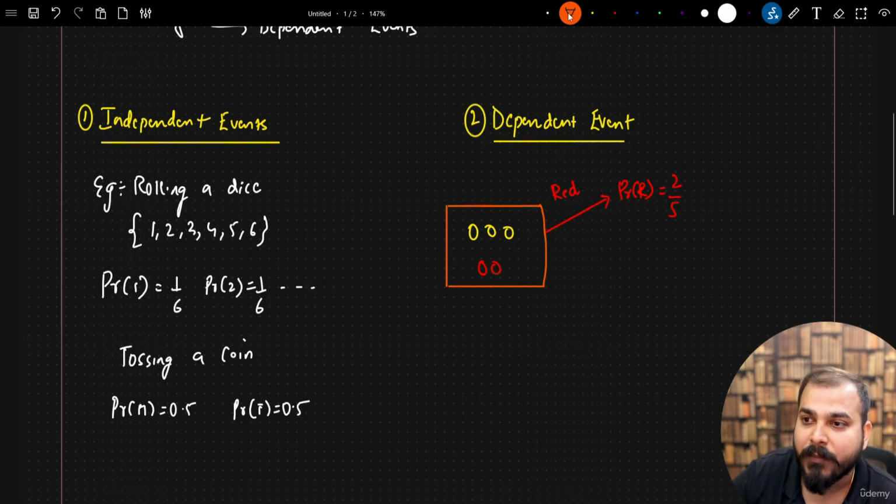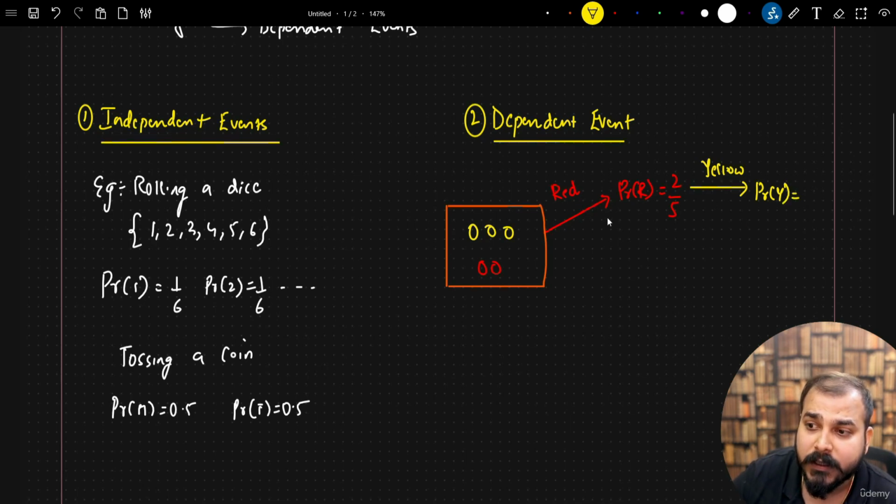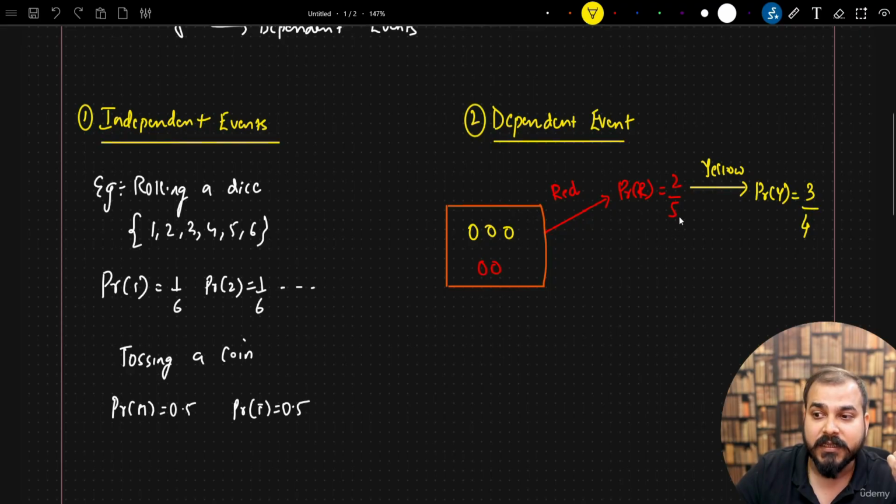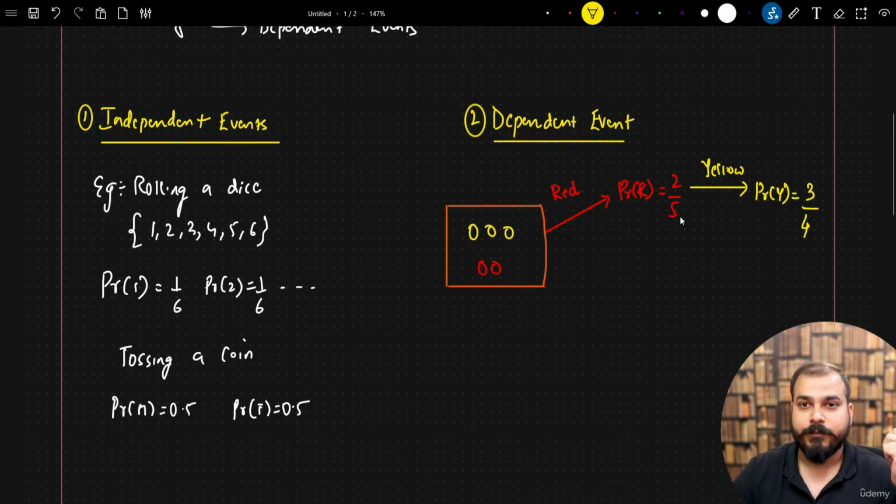Now after taking out the red marble, let's consider that you want to take out a yellow marble. Now with respect to this, what will be the probability of yellow, right? See, this event has already occurred. When this event has occurred, that basically means I have taken out the red marble. So the total number of marbles left in the bag is 4. So if I now calculate the probability of yellow, it will be very simple. It will be 3 by 4 because there are 3 yellow marbles and the total number of marbles is 4. Now this kind of event is called a dependent event because after this event has occurred, you can see that it is impacting the other event, since it has reduced the number of marbles from 5 to 4, right?